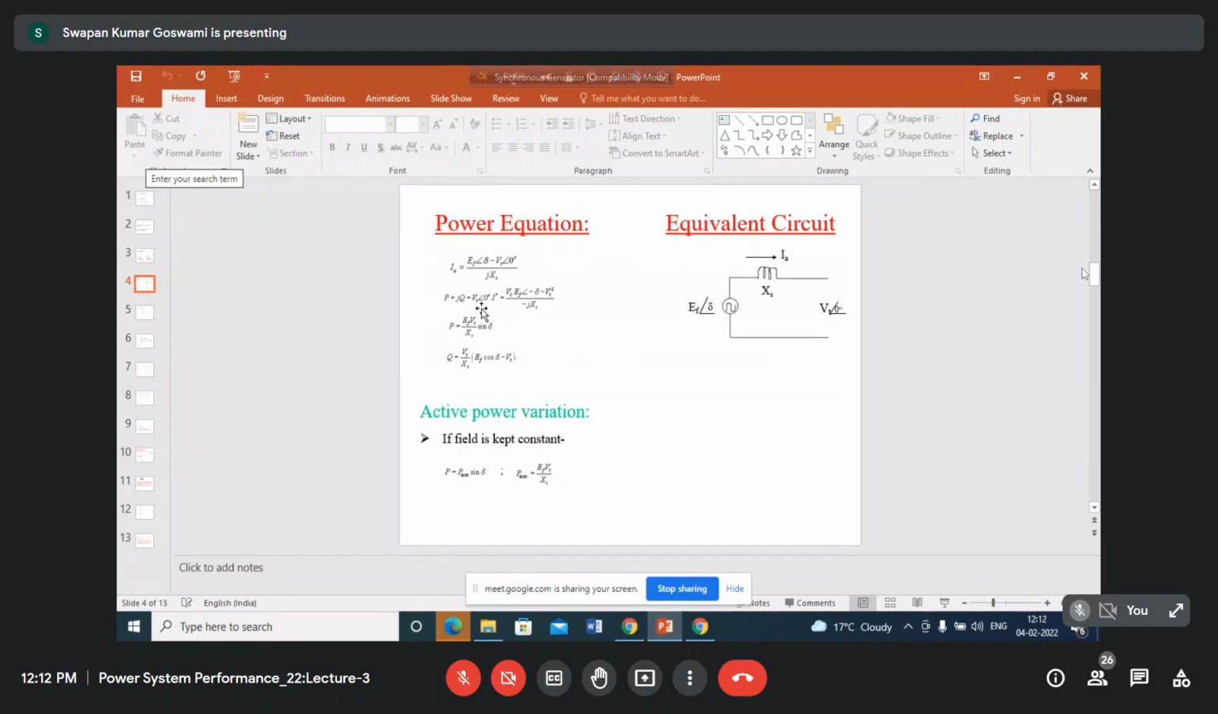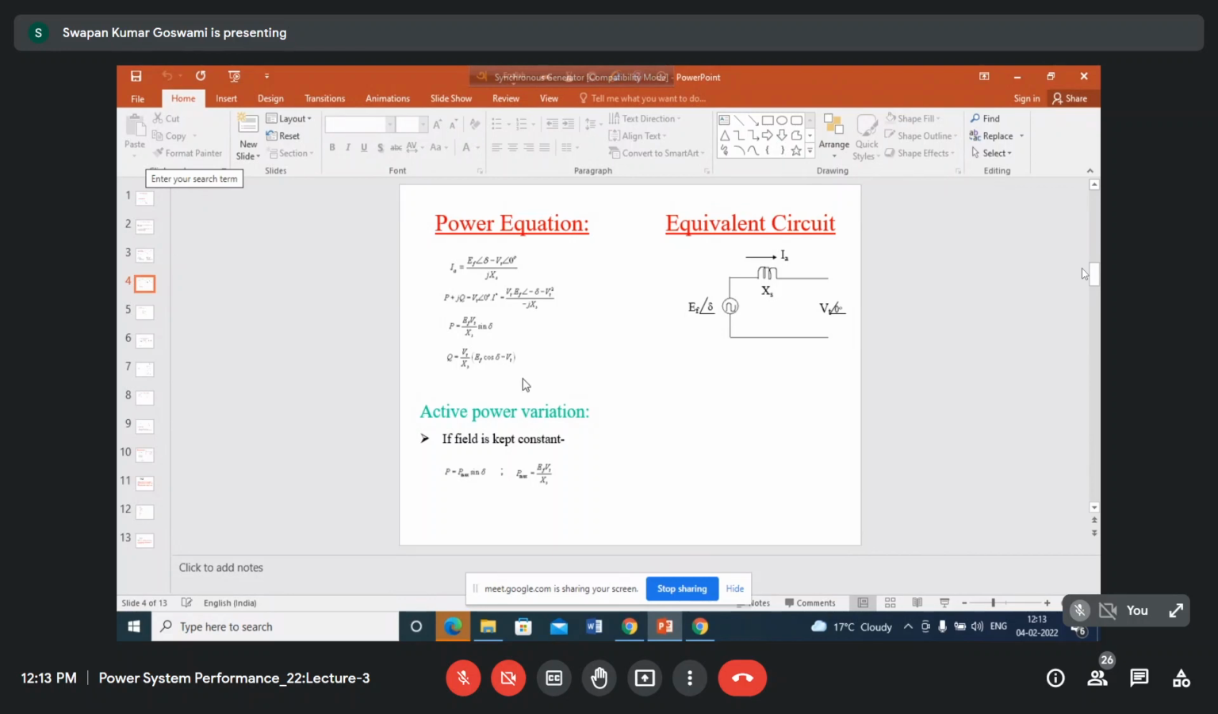So complex power equation is V I conjugate. V at an angle of 0, terminal voltage Vt is at 0, and I conjugate of this is taken here, and the real part P is EF Vt by Xs sine delta, and the reactive part is the imaginary part here. Q is Vt by Xs (EF cosine delta minus Vt).